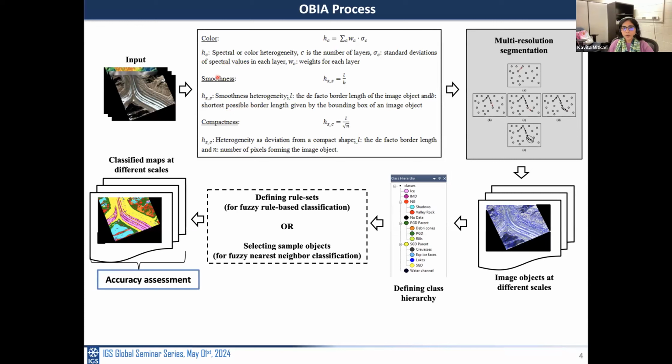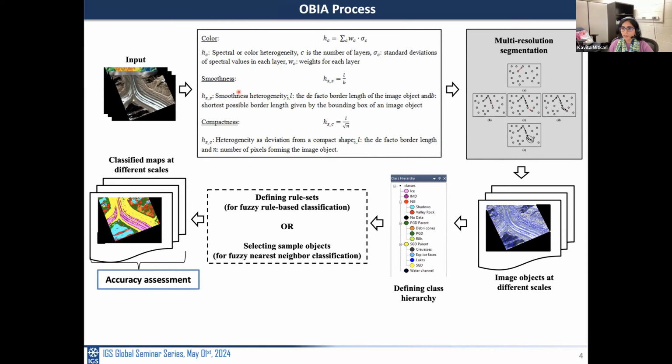The first step in OBIA is to define these primitive parameters. They are known as color. Then there is shape, which is formed by smoothness and compactness parameters. Then there is also a scale parameter. Scale is an abstract value, and it also depends on the spatial resolution of the image. These user-defined parameters we can select based upon the study area that we are considering and also the kind of glacier features that we want to extract.